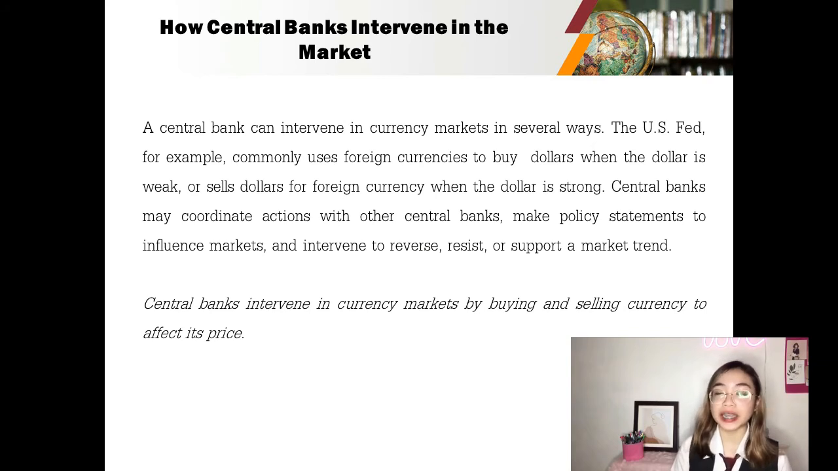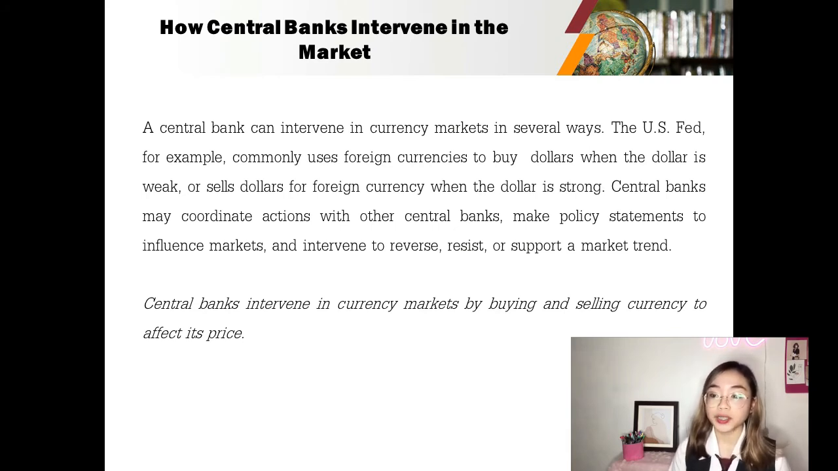So paano nga ba nag-involve or ano ba involvement ng central banks sa market? So central banks, especially those in developing countries, intervene in the foreign exchange market in order to build reserves for themselves or provide them to the country's banks. So as I've said earlier, usually ang mga merong foreign exchange reserve assets ay yung mga foreign countries that has foreign currency. So dito naman, ang central banks ay usually nag-grow or nag-a-adapt sa mga developing countries.